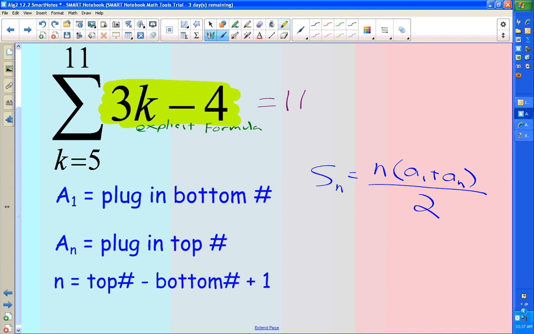I would have expected more of a choral response on that. Is anyone not seeing where the 11 is coming from? The bottom number is 5. Plug it in to the expression right here. So it's 3 times 5 is 15, minus 4, 11. Is it just 2 that's the same top number? Must be.